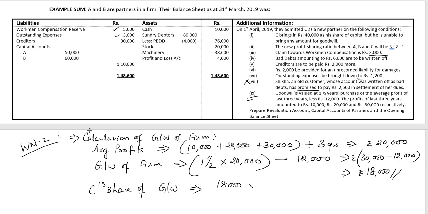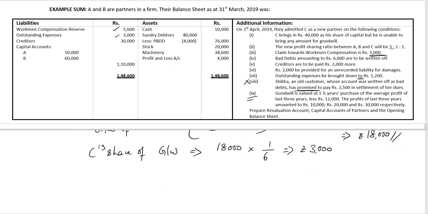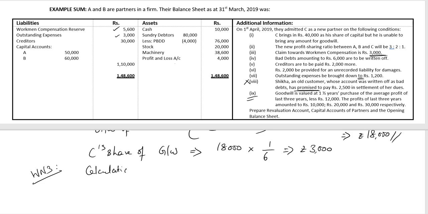₹18,000 into C share in profits 1 divided by 6, so it comes up to rupees 3,000. Now we need to see what the sacrificing ratio is. So working note 3, calculation of gain or sacrifice of each partner.